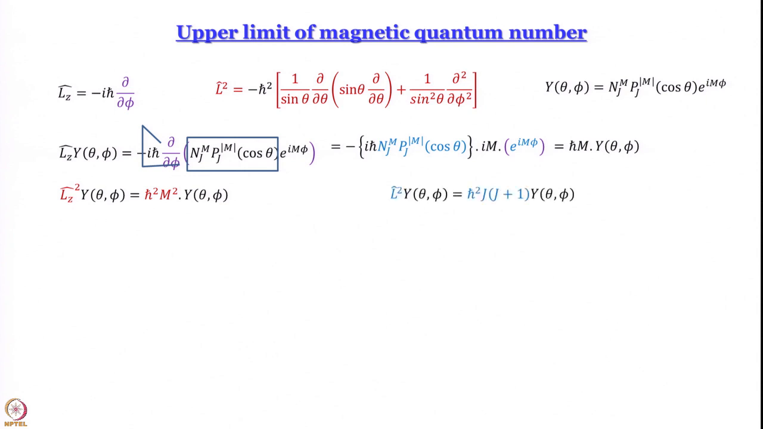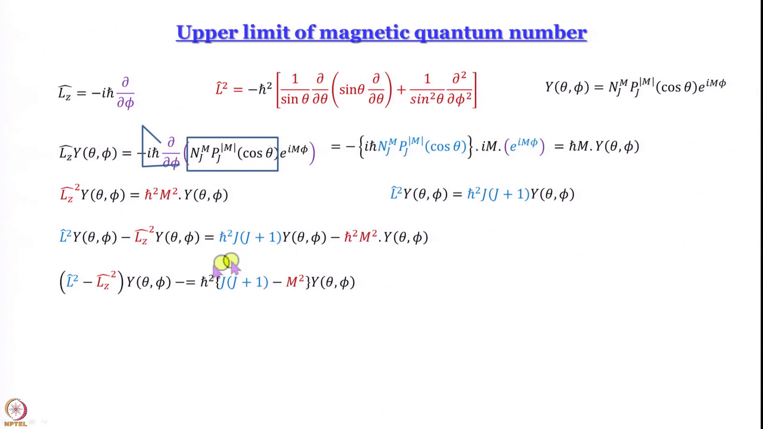So, we have Lz square and we already know what L square is. What we are going to do is subtract this Lz square from L square, where L is the total angular momentum. We can simplify this a little bit. We can write L square minus Lz square operating on Y function of theta phi gives me h cross square multiplied by j into j plus 1 minus m square multiplied by Y theta phi, again an eigenvalue equation. How have I got this eigenvalue equation? By taking the eigenvalue equations of L square and Lz square and subtracting them from one another. That has led to another eigenvalue equation in which the operator is L square minus Lz square, and the eigenvalue is h cross square multiplied by j into j plus 1 minus m square.